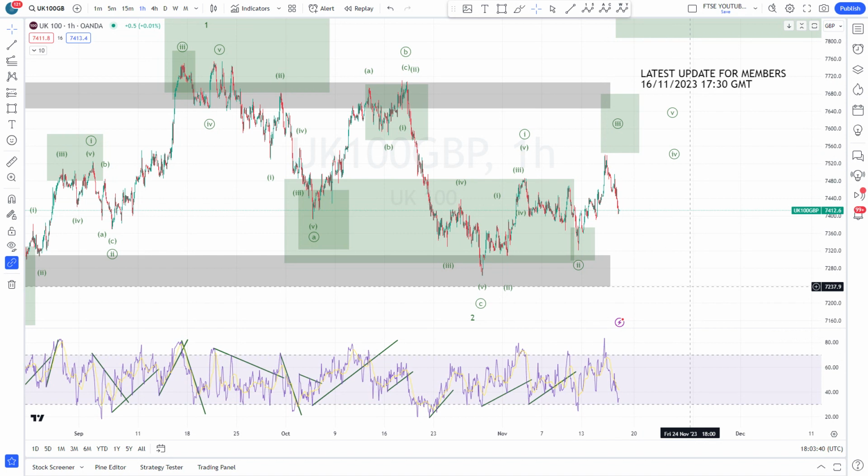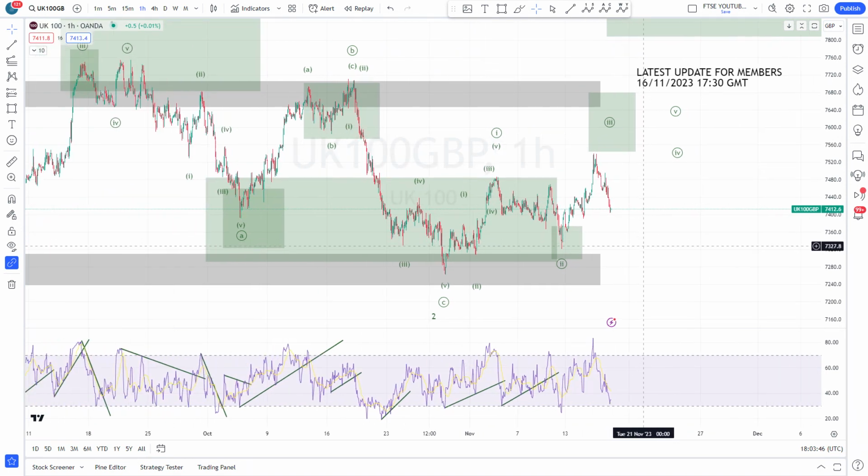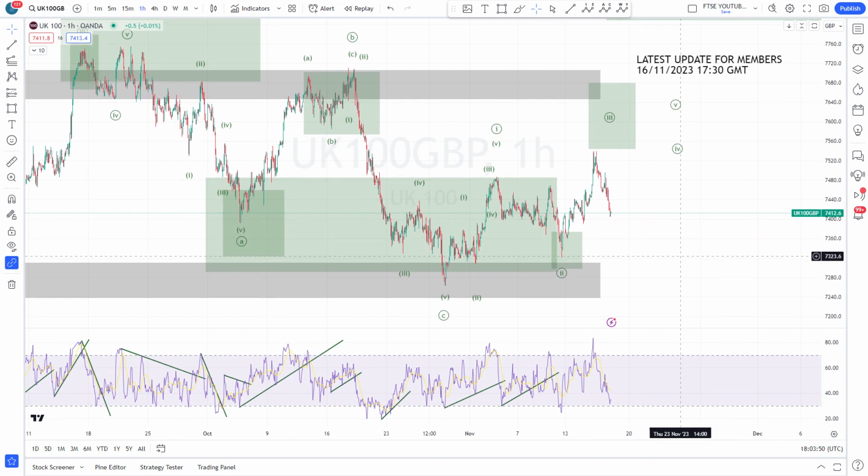So FTSE, difficult count, difficult situation for the moment because of the sideways price action.